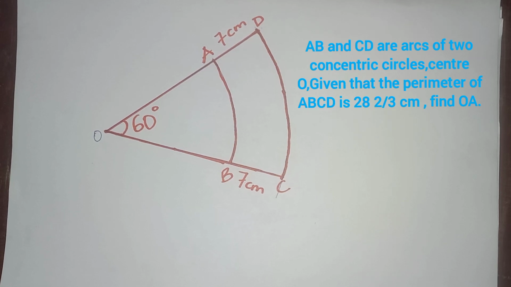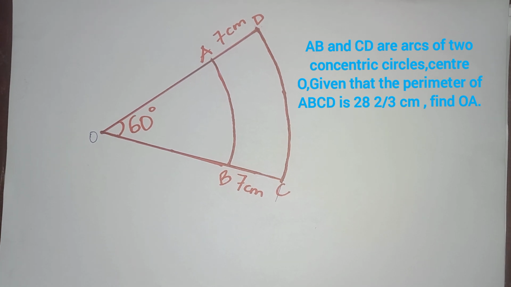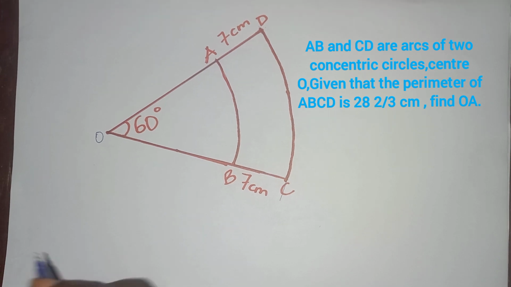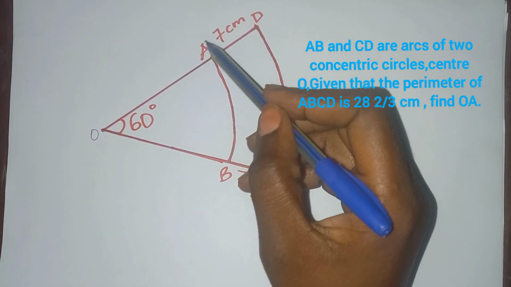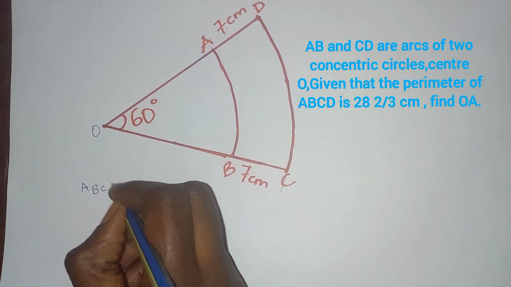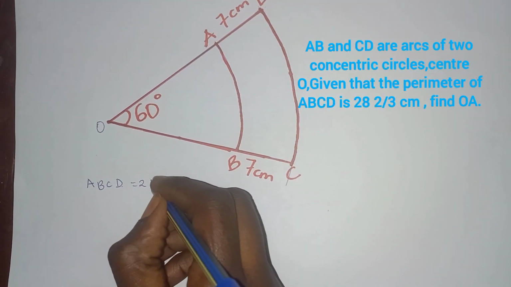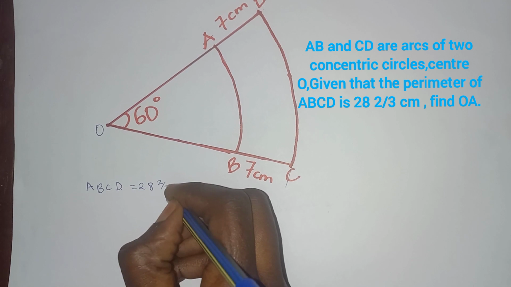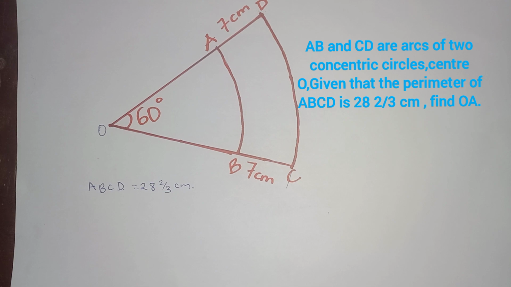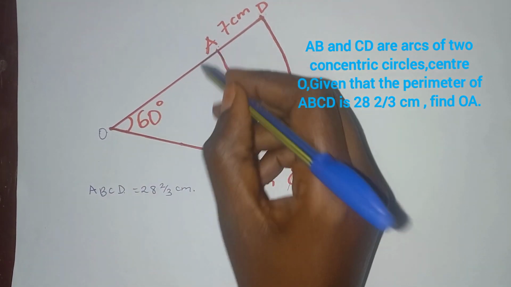the radius of the inner circle. We calculate OA, which is the radius of the inner circle. Now, in this case, we are told that the perimeter of ABCD is equal to 28 and 2 over 3 centimeters. Now, we are required to calculate this length, OA.